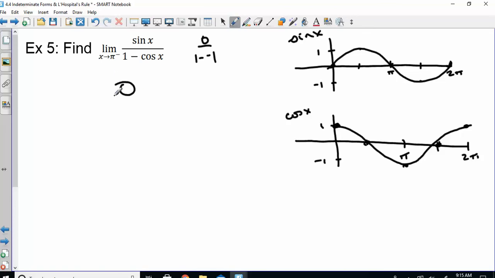That's 0 over 2. Do I need to do L'Hopital's? No. 0 over 2 is just 0. So you're not going to have to do L'Hopital's on every problem. Check. Make sure it's an indeterminate form. Sometimes you might just be able to evaluate it.